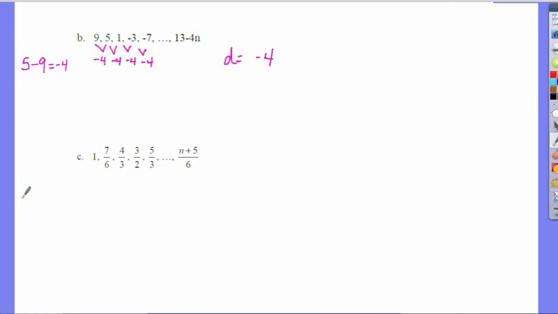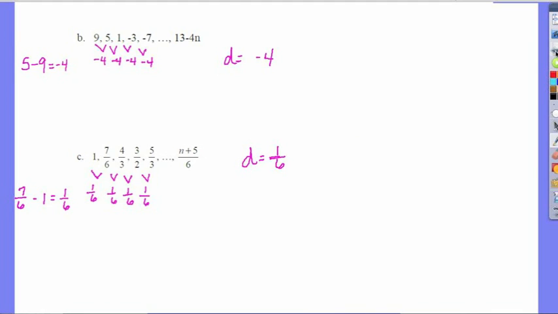And on the last one here, if I take my second term, 7/6, and subtract 1, that leaves me with 1/6. So to go from 1 to 7/6, I'm going up by 1/6. And you will have to use common denominators to add here and reduce, but these fractions are going up by 1/6 all the way across. So your common difference here is 1/6.